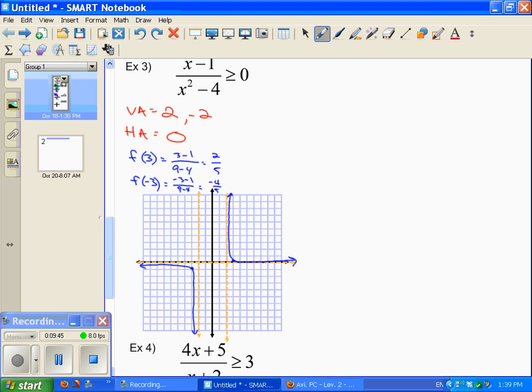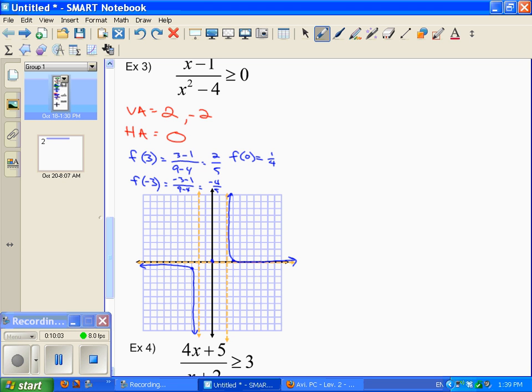Okay. All right, now I also have to test in between here. So we're going to go f of 0. So what will that give me? You can do that one without even trying. It's negative 1 over 4. Negative 1 over negative 4, so it's 1/4. It is greater than 0. Okay, so that's bigger than 0.